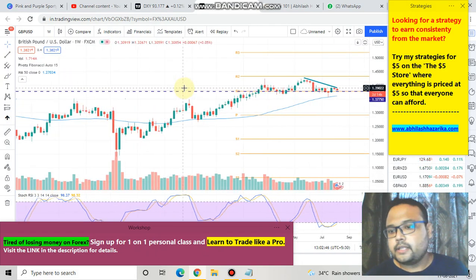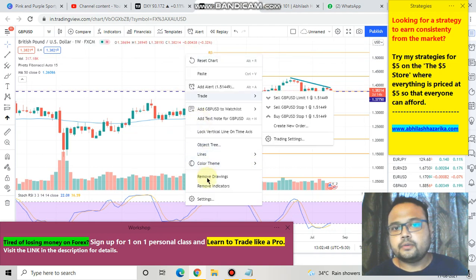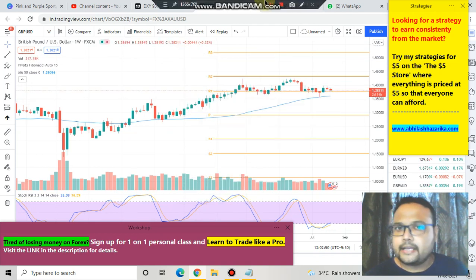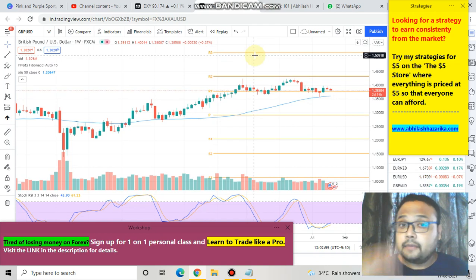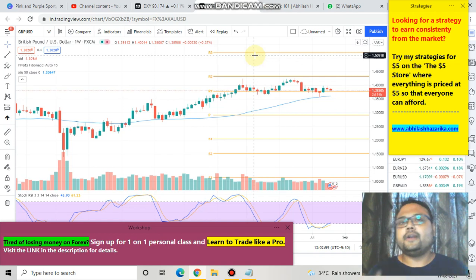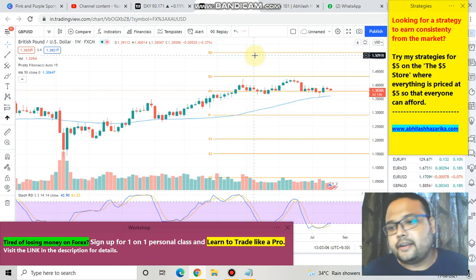See, this is the weekly chart of GBP USD, and as we all know, higher time frames like the daily time frame and weekly time frame belong to the big players, the institutional traders. And as we all know, traders like you, traders like me, retail traders, we do not decide the direction of the market. It's them who decide the direction of the market.